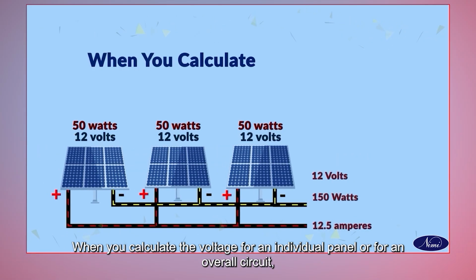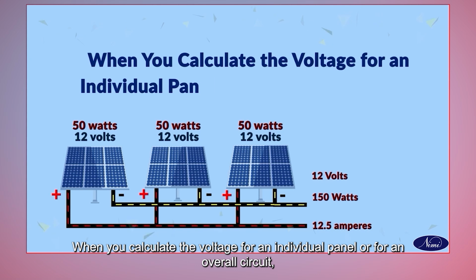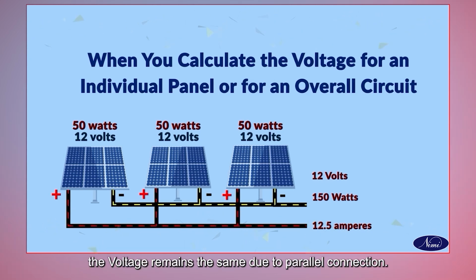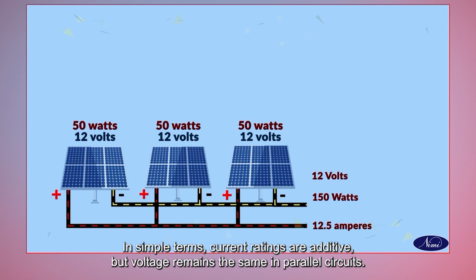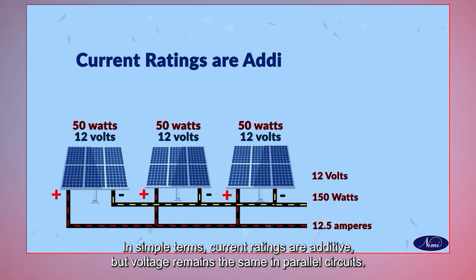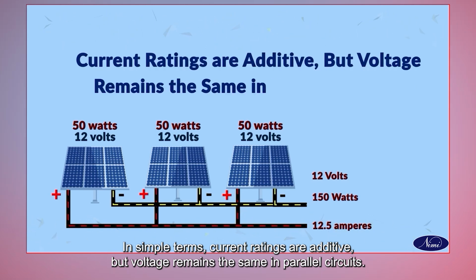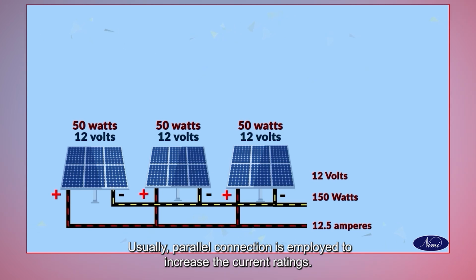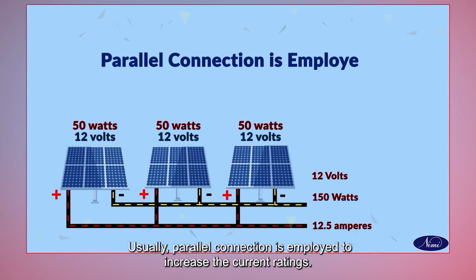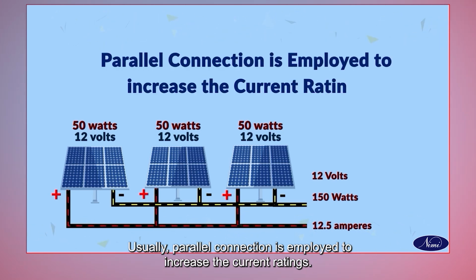When you calculate the voltage for an individual panel or for an overall circuit, the voltage remains the same due to parallel connection. In simple terms, current ratings are additive, but voltage remains the same in parallel circuits. Usually, parallel connection is employed to increase the current ratings.